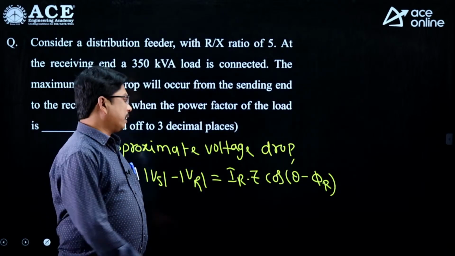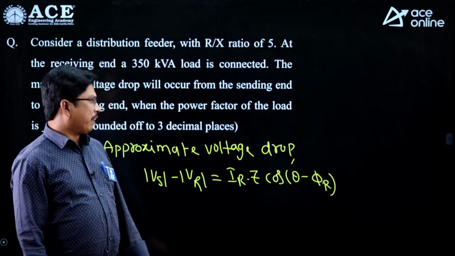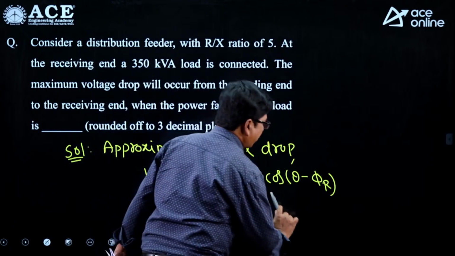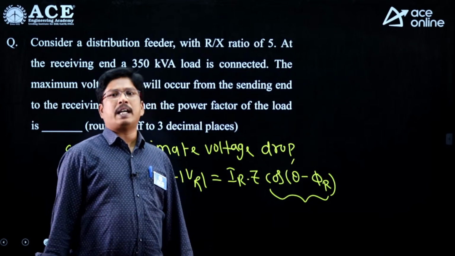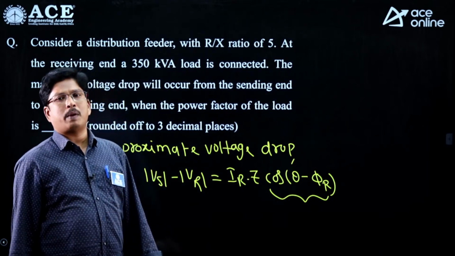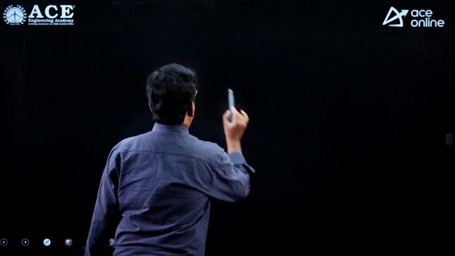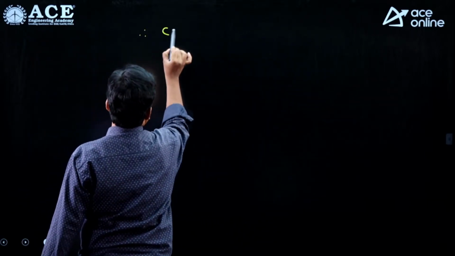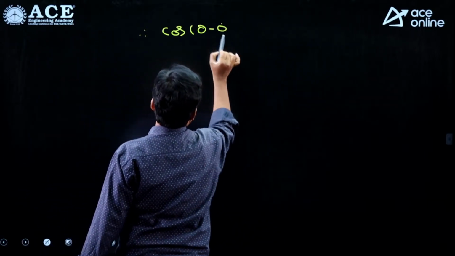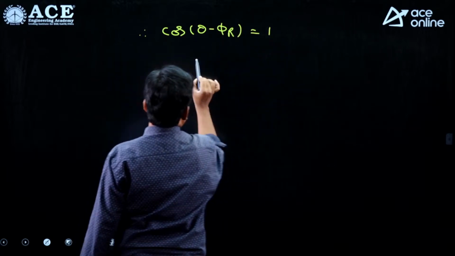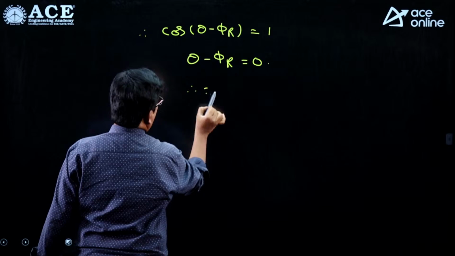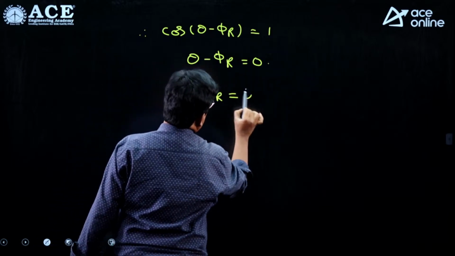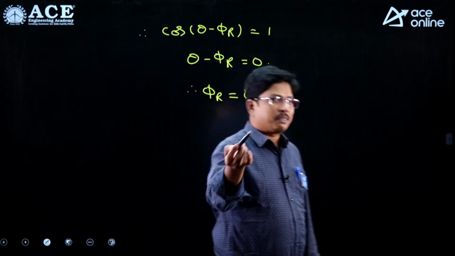They are asking that this should be maximum. When will it be maximum? This will be maximum whenever cos of theta minus phi R is equal to 1. Therefore, cos of theta minus phi R must be equal to 1, so theta minus phi R is equal to 0. Therefore, phi R is equal to theta, which is the condition for maximum voltage regulation.